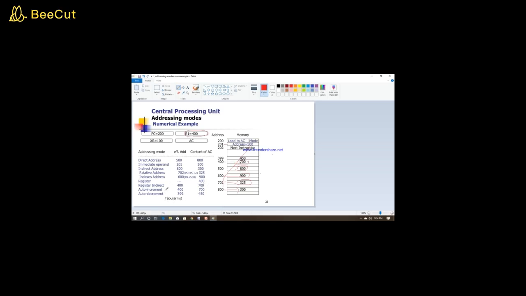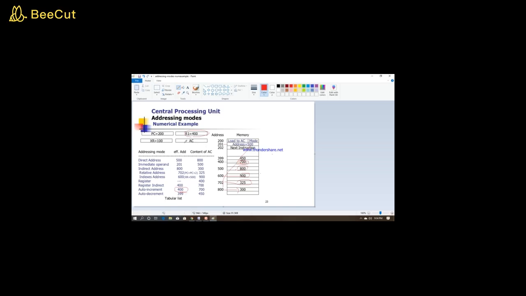The last two are auto increment and decrement. Just now I told you auto increment: the register value will be incremented by 1 after executing the instruction. In most cases we can't see that one. So if you want, you can mention the auto increment value, otherwise not required. So 401 will be there, and the 400 by default shown in the diagram memory location is 700. Again 700. At last, auto decrement.